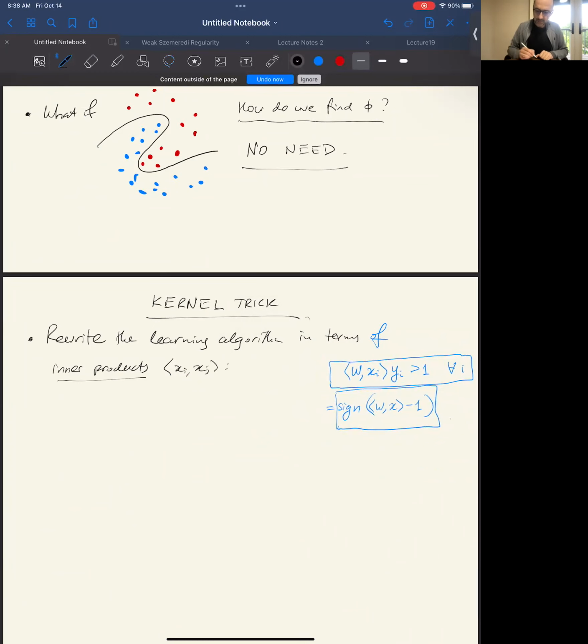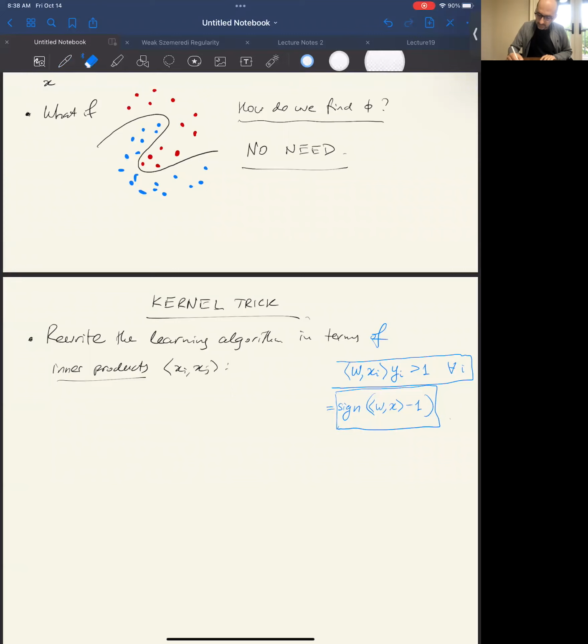All right, this was our algorithm that I just copied. Let's try to rewrite it using inner products. The algorithm consists again of finding W satisfying these inequalities. First of all, without loss of generality, I assume that W is in the linear span of the data.